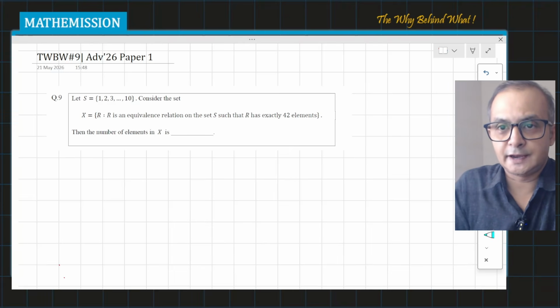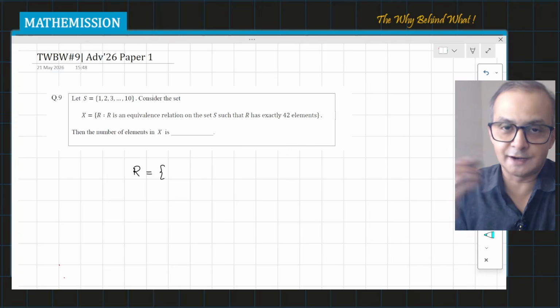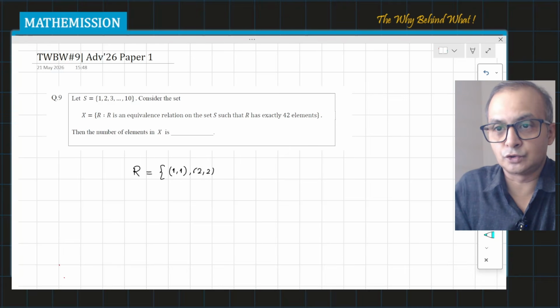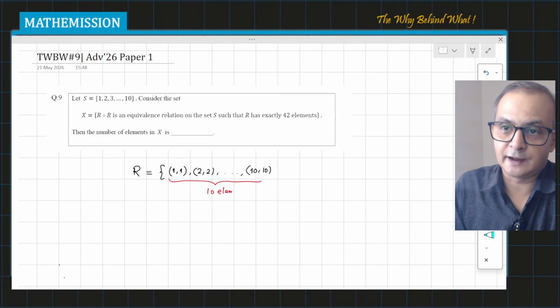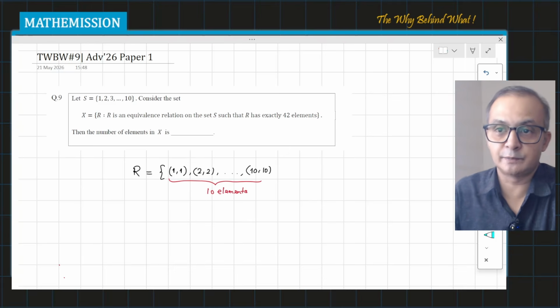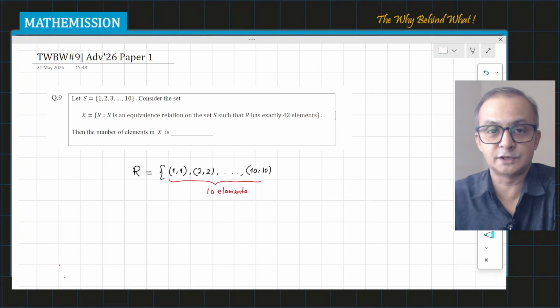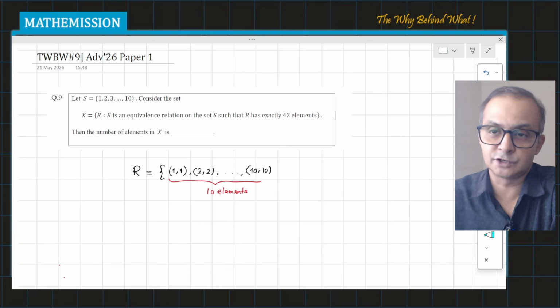To construct any equivalence relation, let's say R is an equivalence relation. The first thing is we have to make it reflexive. So I will have (1,1), (2,2), all the way up to (10,10). It means so far we have included 10 elements. There is no choice here, because for reflexivity these 10 elements must be there, whatever equivalence relation you want to construct.